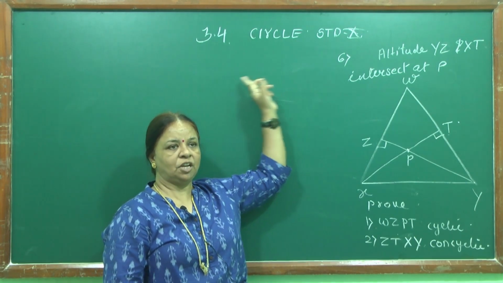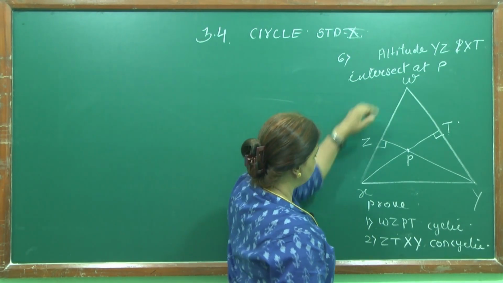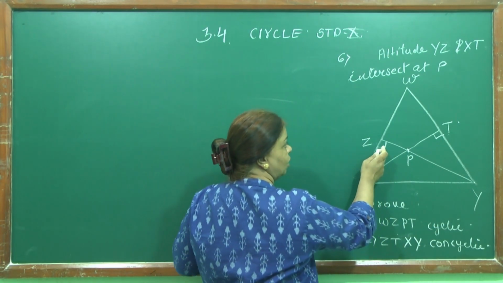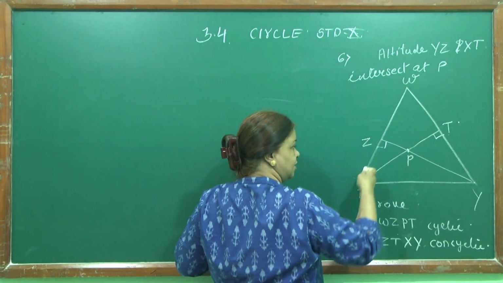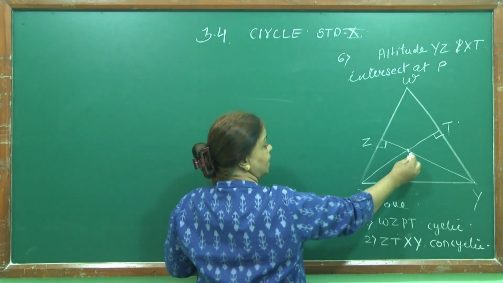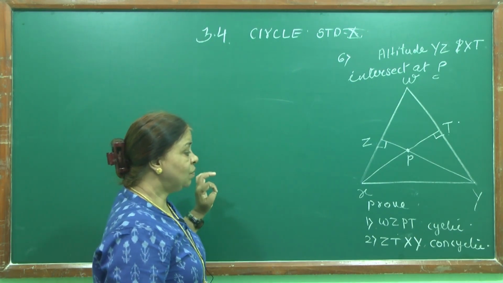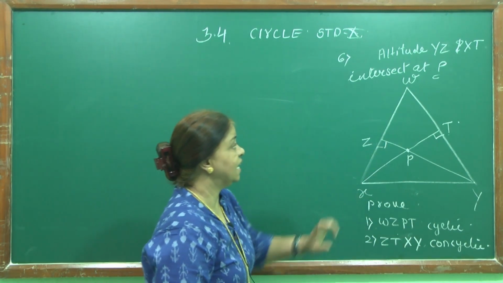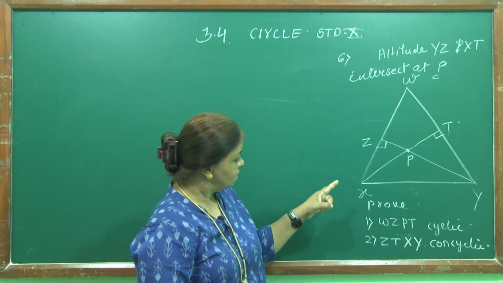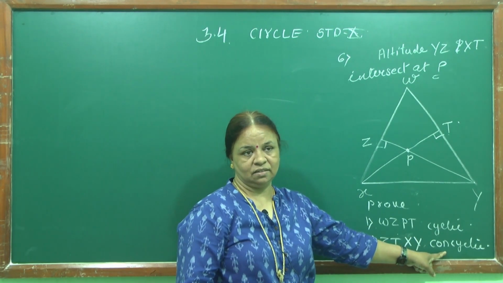Children, this is question number 6 of exercise 3.4. Here you can see a figure, children. The figure is of triangle WXY. WXY is a triangle. ZY is a perpendicular line or altitude on WX, and XT is an altitude on WY. They intersect each other at point P. It is given. What do we want to prove? WZPT is cyclic, and ZTXY is concyclic.